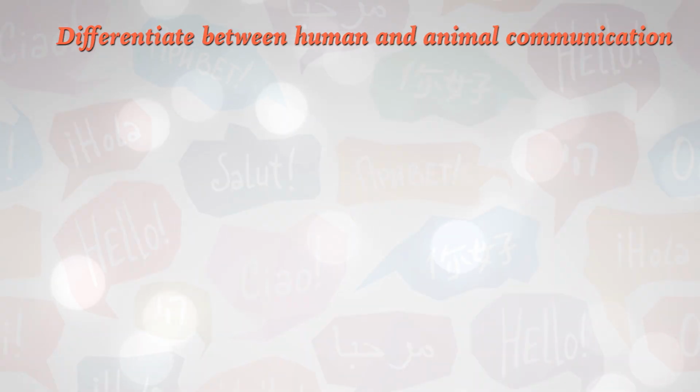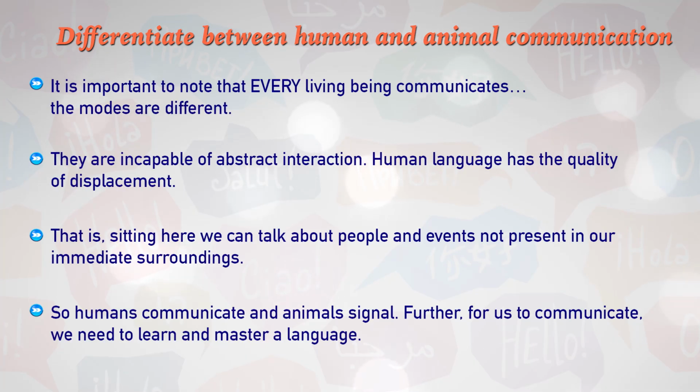Now it is time to differentiate between human and animal communication. It is important to note that every living being communicates. The mode of communication differs. For instance, a tree grows towards sunlight, thereby communicating its requirement for light, obviously for its survival. Dolphins jump out of water in delight. Bees dance to signal to other bees about the presence of nectar. Dogs bark at strangers. And when birds suddenly fly away from where they were sitting, it signals danger.